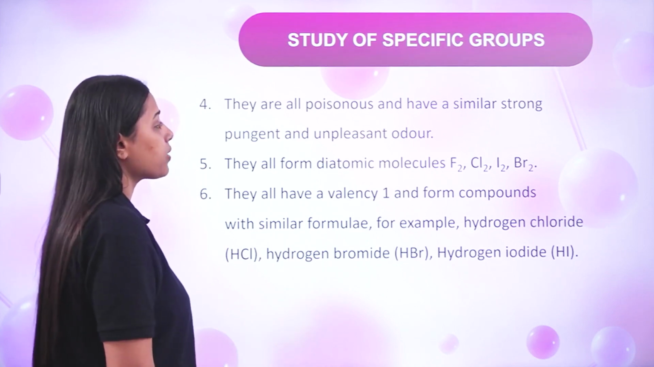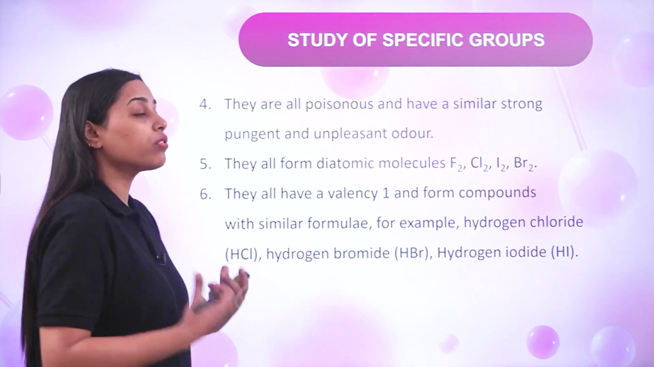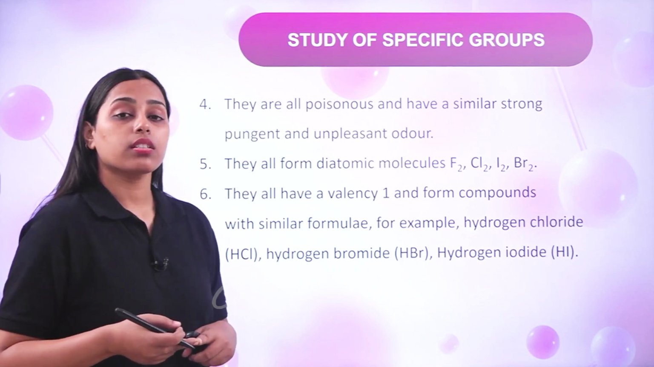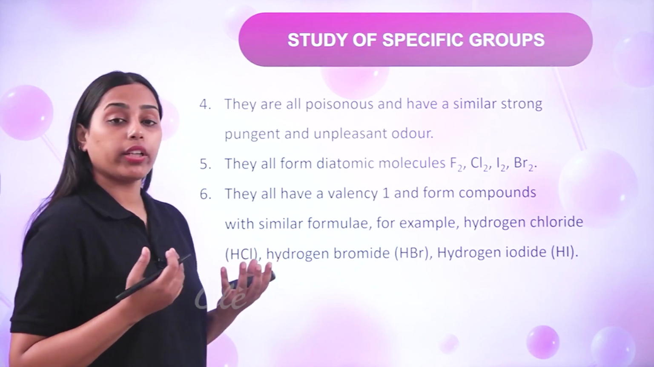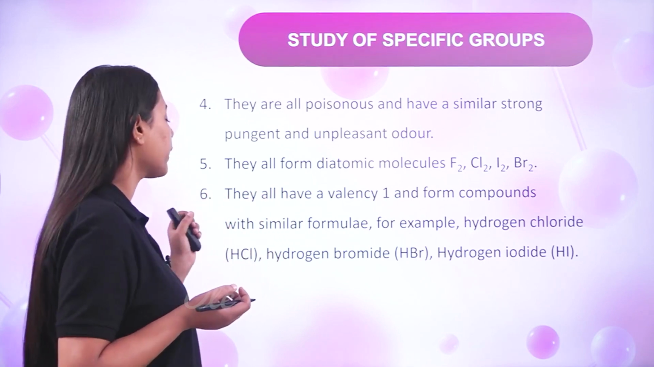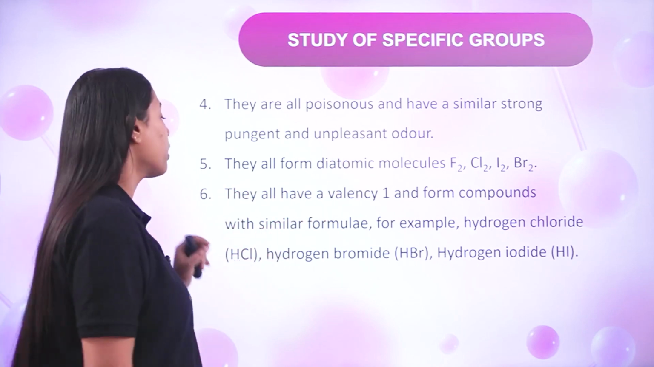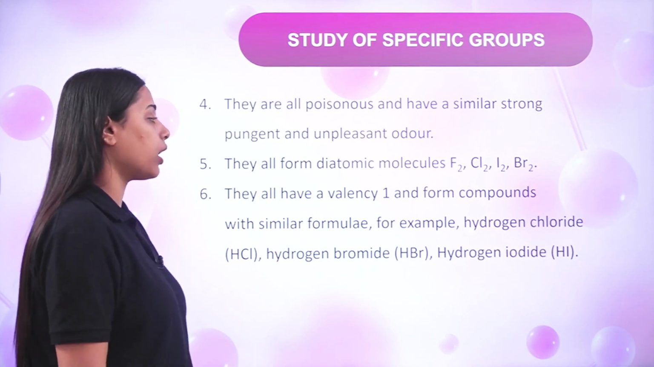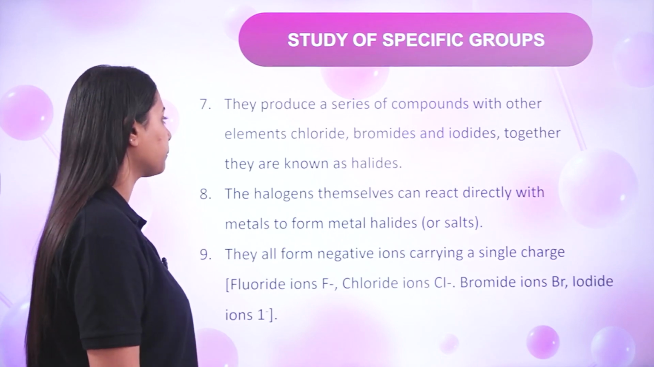They are all poisonous. They have a similar strong, pungent, unpleasant, suffocating odor, and they all form diatomic molecules because they are one electron less in order to become stable. They show covalent bonding, so they exist as diatomic molecules, F2, Cl2, I2, Br2. They are gaseous in nature, these diatomic molecules. They all have valency 1 and they form compounds with similar formulae like HCl, HBr, HI, HF in this manner.